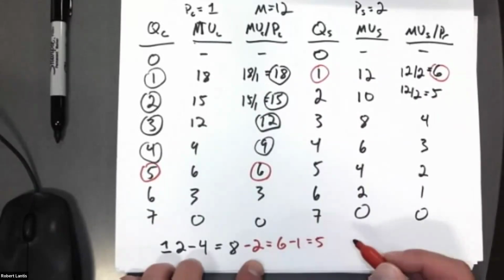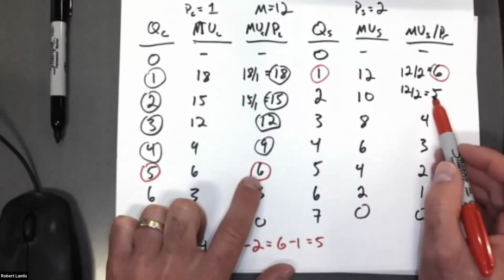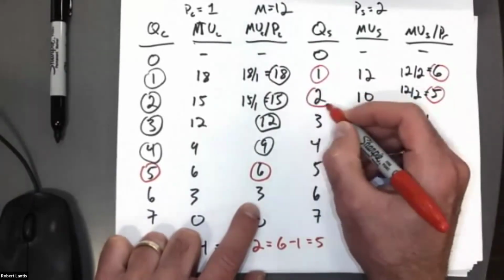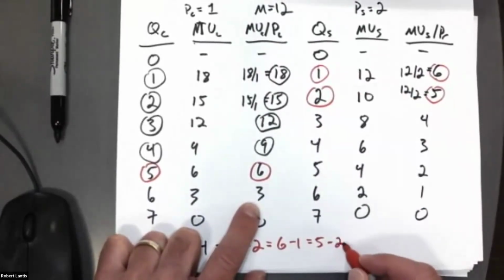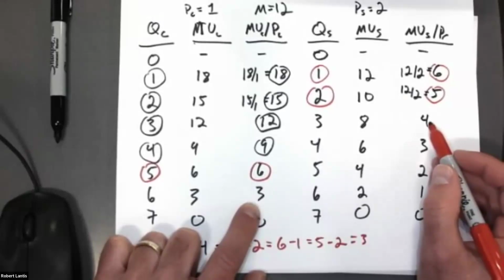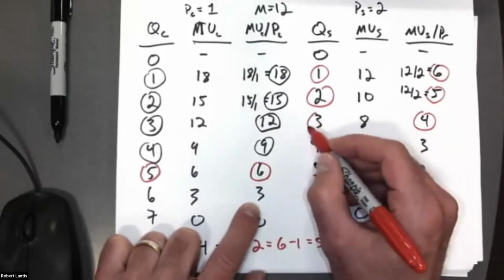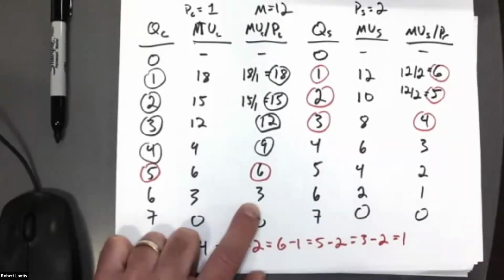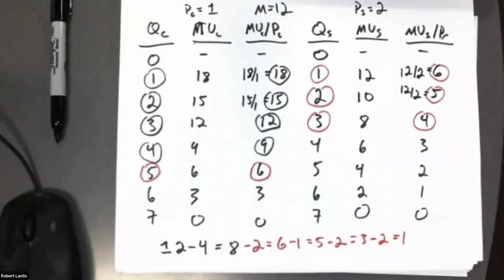Spend $1, so I'm at 5. Will I buy the second can of soda or the sixth bag of chips? 5 is greater than 3, so I buy that second soda. What about third soda or sixth bag? 4 is greater than 3, so I buy the third, spend another $2. I now have $1 remaining.